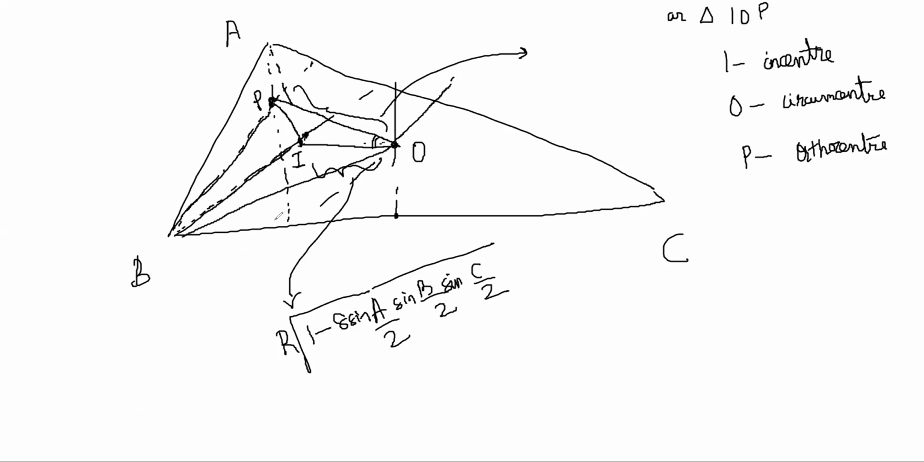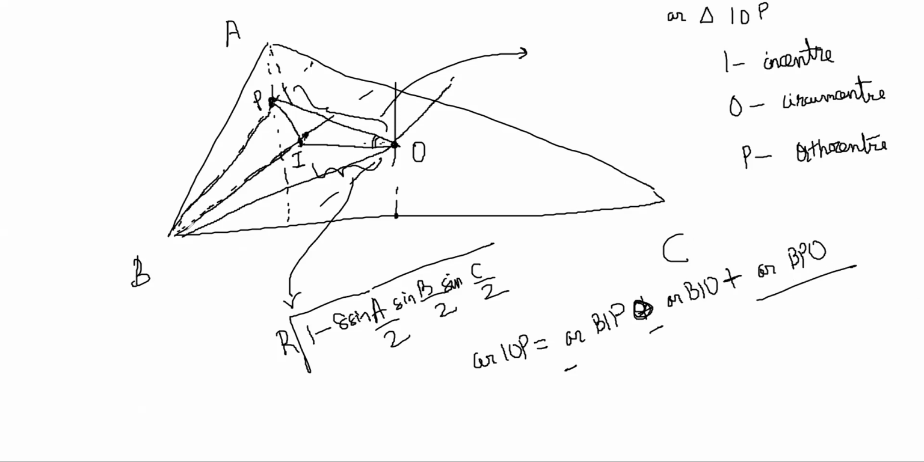So what we can say is area of IOP is equal to area of BIP plus area BIO minus area BPO. I mean, you should have written plus and minus and minus. See? Area BPO is the big triangle. And from there, if you subtract this area and this area, you will get the required thing, right?